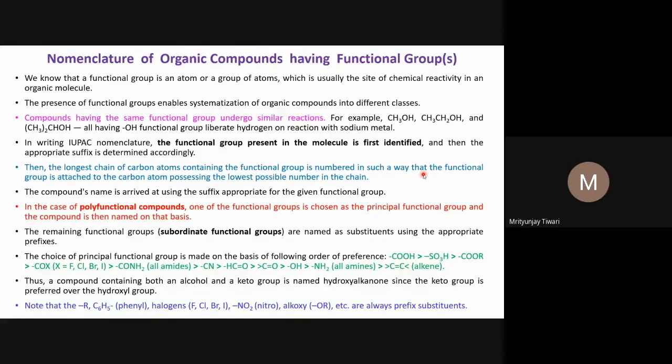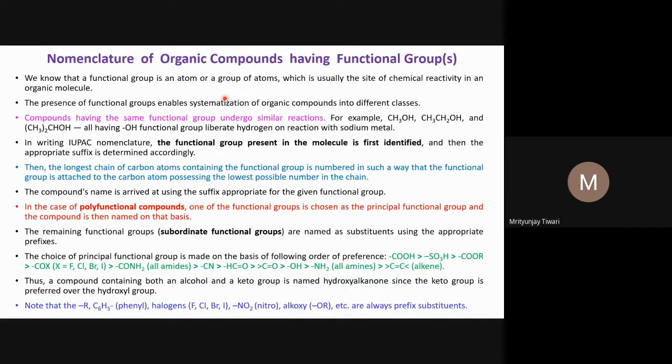These things we know. Now let's start nomenclature for organic compounds having functional groups. About the functional groups we have already studied. So what is a functional group? A functional group is a functional part of an organic molecule. What does functional part mean? If a certain group attached to an organic compound determines its chemical properties, that group, meaning a group of atoms, is called the functional group.